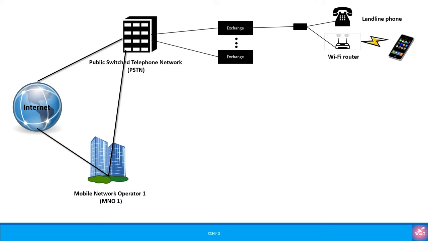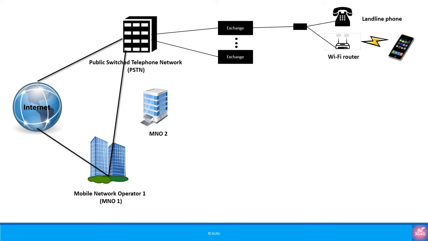So as you would have guessed, the operator needs to be able to connect to any number, whether it's a mobile number or a landline number. So the MNO will have a connection to the PSTN network. They also need to provide connectivity to the internet too. The mobile network operators are also called mobile service providers, or MSPs, for exactly this reason.